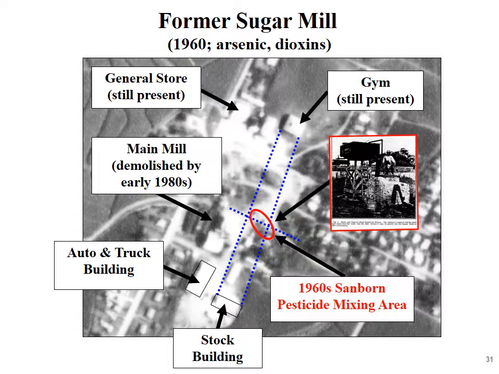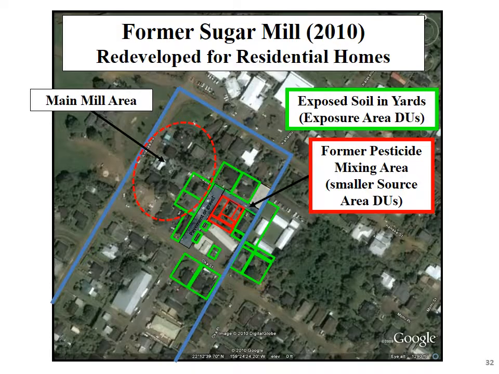So Laura looked at this picture here, and you see there's a wall behind it, and there are some trees and such. Actually, she was able to go back to the neighborhood and estimate exactly where that pesticide mixing was. Well, in the 1980s, they knocked the mill down and redeveloped the entire property for residences. So now there are single-family homes across the entire property. So we went out to the site.